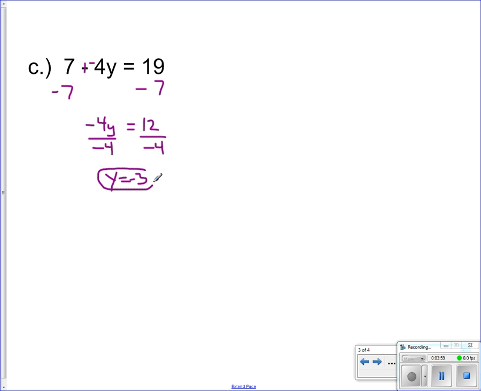Sorry, trying to write with the mouse here is tough. I get y equals negative 3. If you need to pause, go ahead and pause. Otherwise, I'm going to go to the next example.